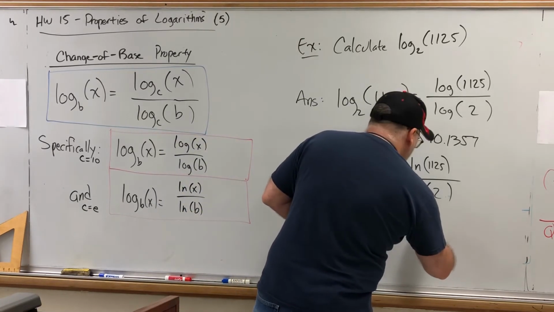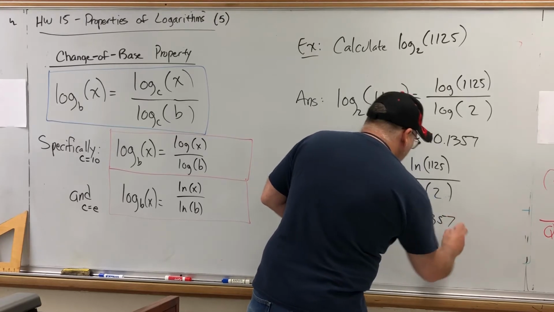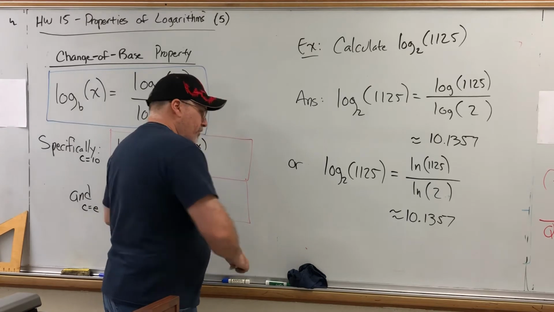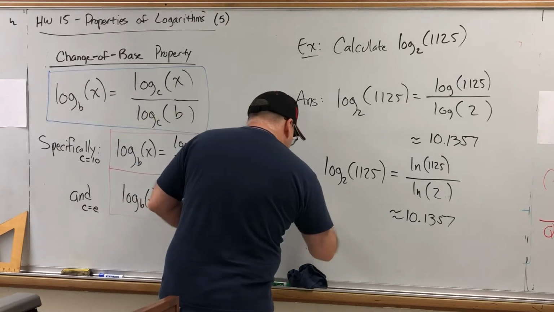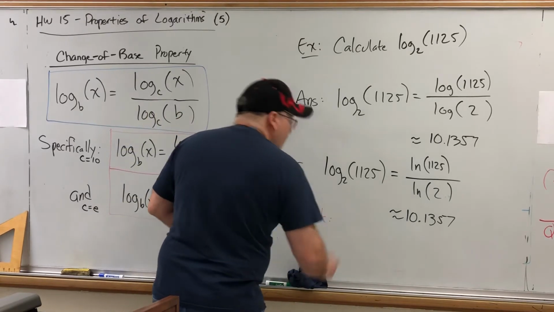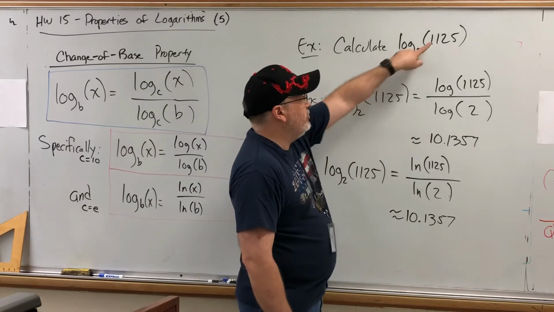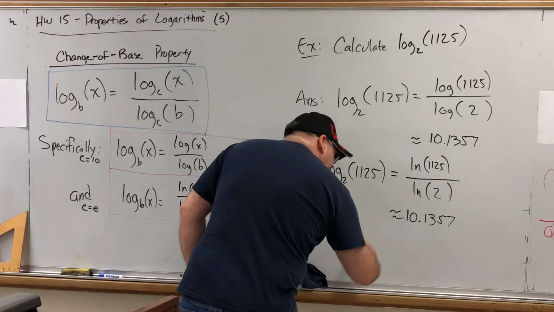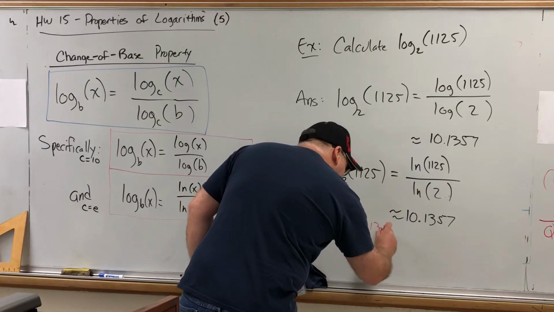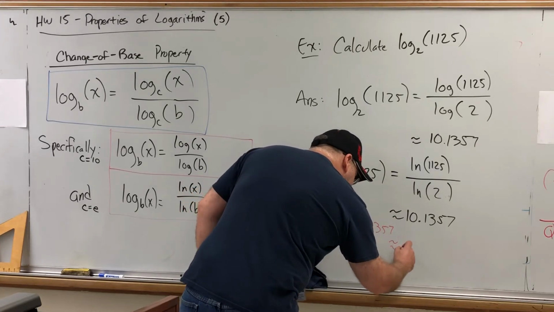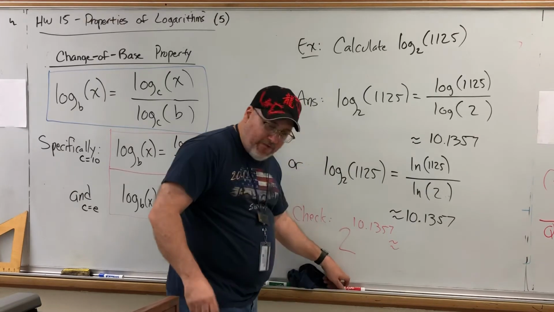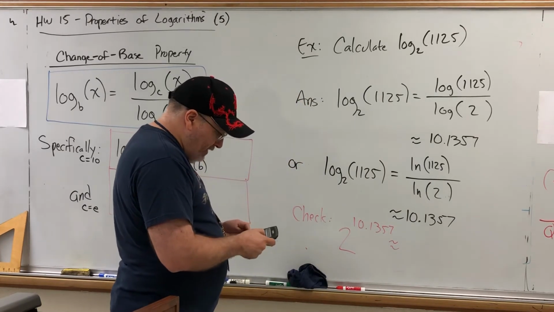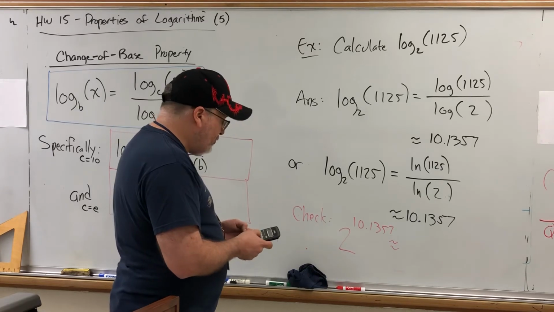Now, how do you know this is actually the correct answer? Well, it's the answer to a logarithm. And what's the answer to a logarithm supposed to do? The answer to a logarithm is a power. This is allegedly the power that turns 2 into 1,125. So you can check it by raising 2 to the 10.1357 power. Now, it will not give you exactly 1,125 because you rounded off your answer, but it ought to be pretty close.